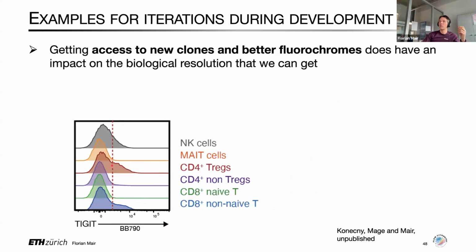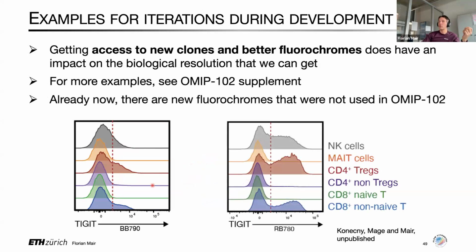And here, this is really an example where we went from one panel iteration, I don't know which panel iteration, but anyhow, we went from here to there. And all that we changed is actually the clone of TIGIT, and we switched from Brilliant Blue 790 to the newer Real Blue 780. And you can see that the resolution that you get is really like day and night, where here you have nice bimodality on the Tregs, nice bimodality on the effector CD8s. And that's probably true for a lot of fluorochromes. There are new fluorochromes out there that we did not use in OMIP 102, where you can probably even get that improvement for other of your relevant markers.